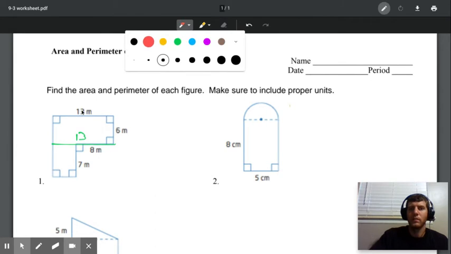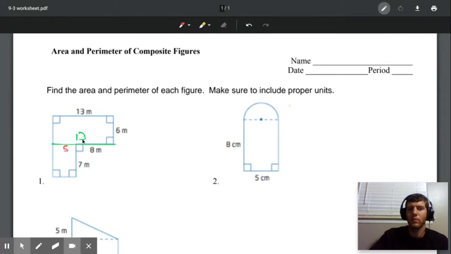And since that's 13, we did 13 minus 8. This piece right here was 8. So 13 minus 8, that gave us 5, right? 5 plus 8 gives us the whole thing. Right, this has to be 5 because this whole thing has to be 13. All right, which means that this piece here was 5.